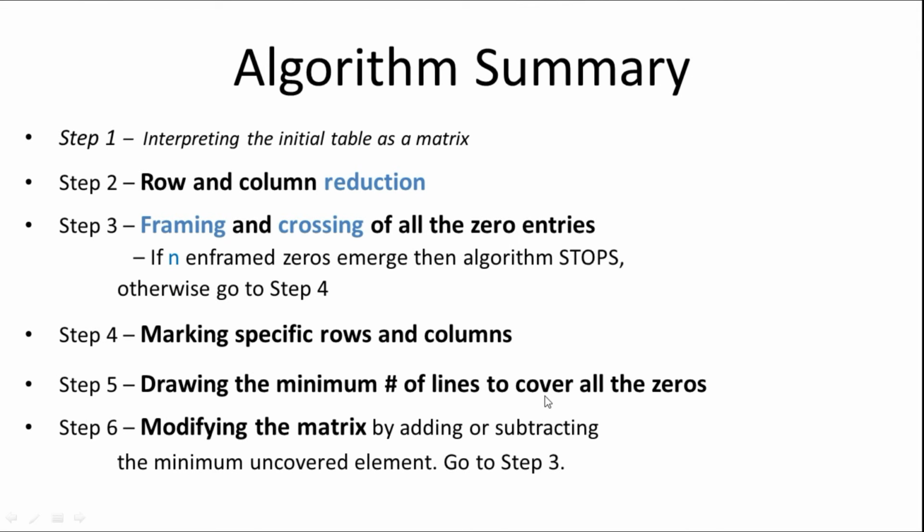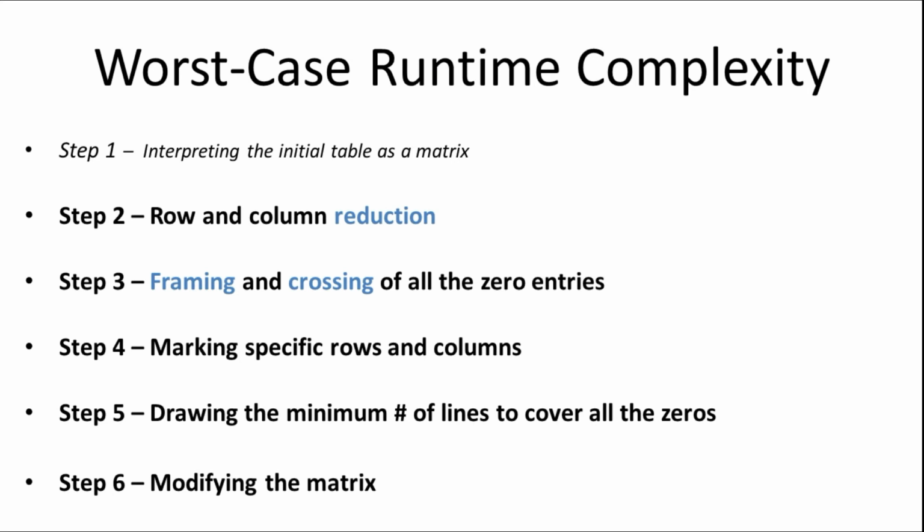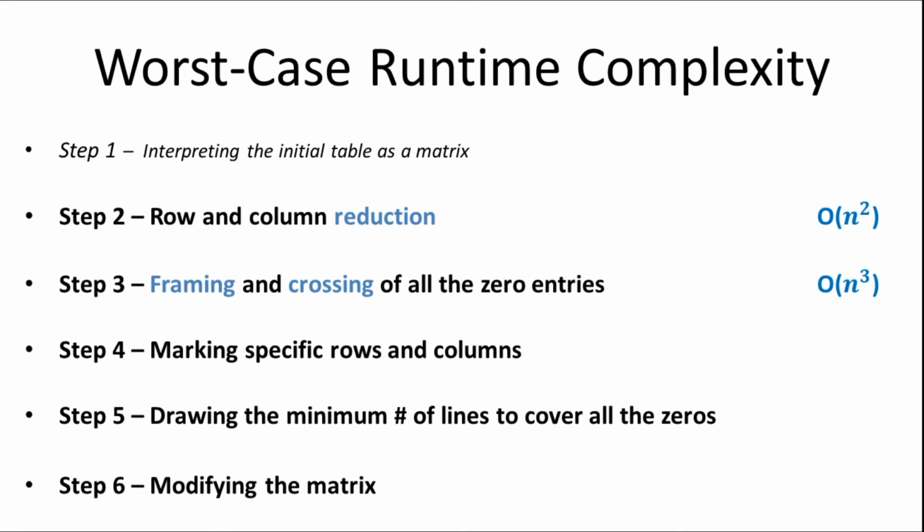Now let's quickly recap the steps you need to follow. Make sure you notice that you can only stop at step 3. When thinking about the runtime complexity, for step 2 it's O of n squared because in the worst case you need to go through all the elements in the matrix. For step 3, the worst case scenario is that you have to go through all the elements in the matrix n times, thus leading to O of n cubed.